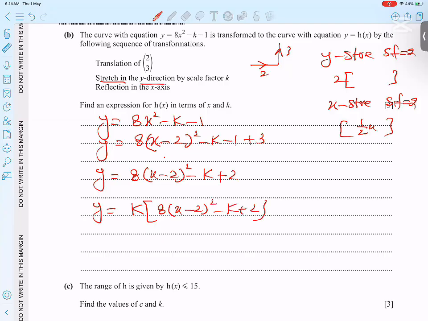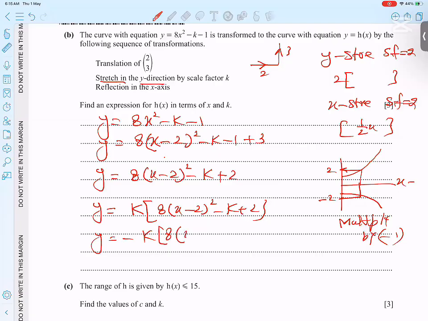So now after this, what to do? What to do afterwards? I can expand the bracket, but he said first the reflection in the x-axis. So when I reflect in the x-axis, let's say this curve will be here. Do you know every y value turns into the other, the sign changes. So short story, when reflecting in the x-axis, multiply the whole equation by negative 1. So multiply the whole equation with negative 1. So negative k, and I've got this one, x minus 2 whole square, negative k plus 2.